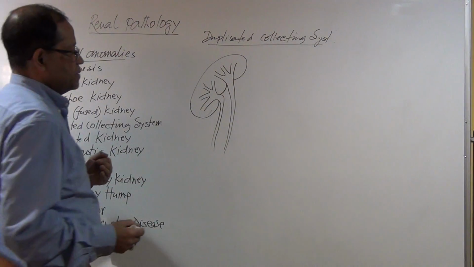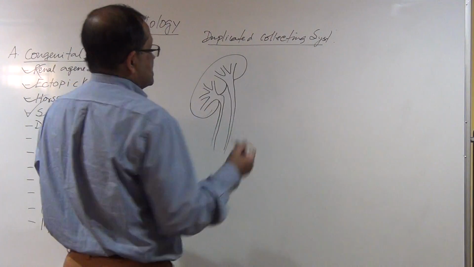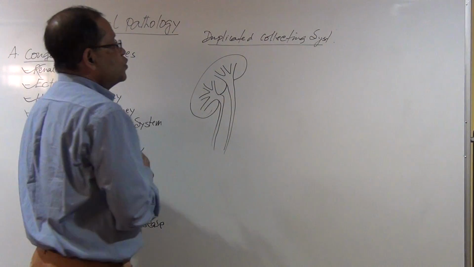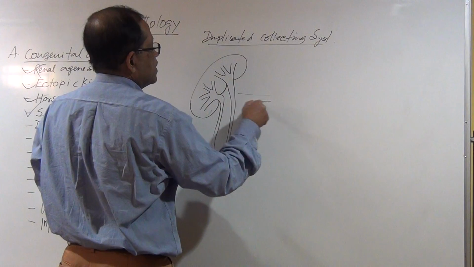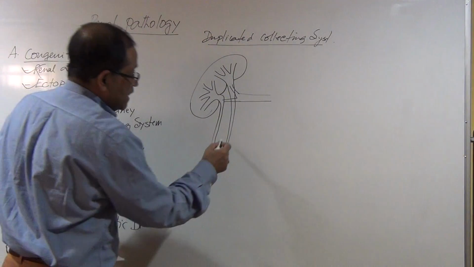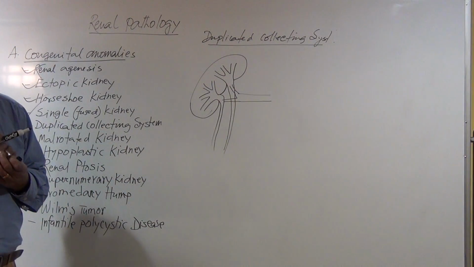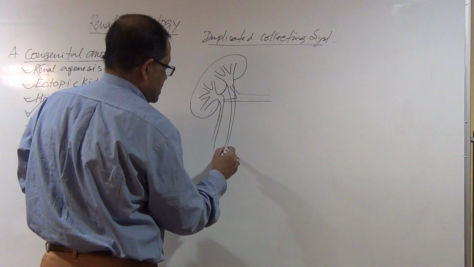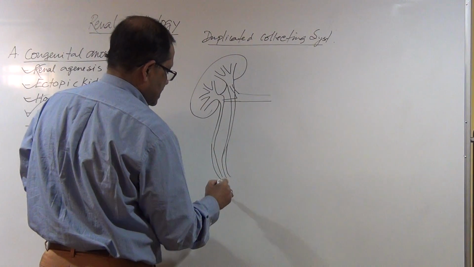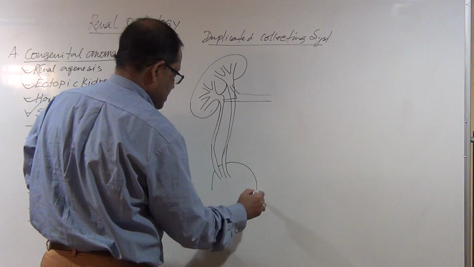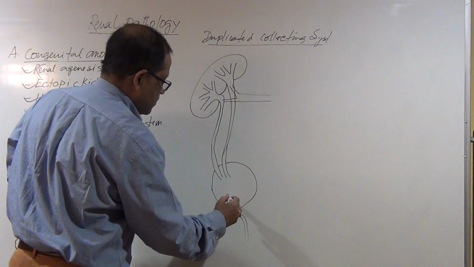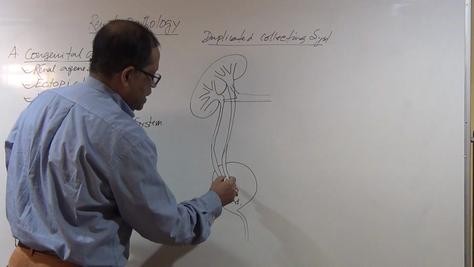Okay, duplicated collecting system. It may be supplied by one renal artery that goes everywhere, or it could be splitting. Now this duplicating collecting system is not good all the time, because what is the destination of this ureter? Their destination is the bladder, right? This is the bladder. So they have to open inside the bladder.